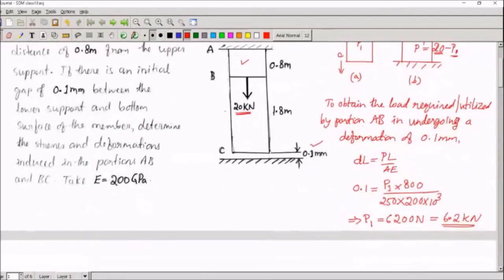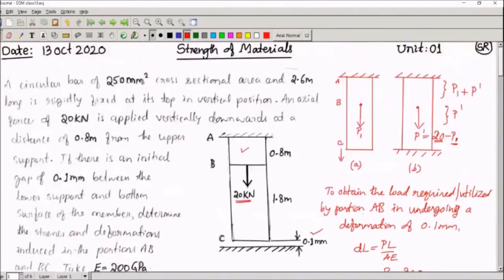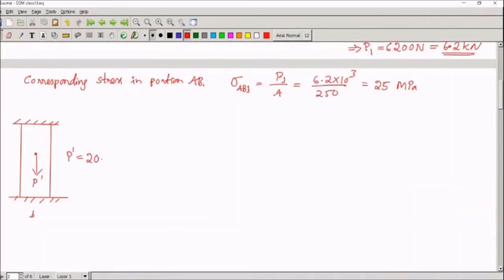Now for P1, you can find out the stress in AB, but stress in BC in this case is 0 because it will not take any load. So the corresponding stress induced in portion AB, I will write it as sigma AB1, which is P1 by A. P1 is 6.2 into 10 power 3, A is 250. We'll get it as 25 MPa. This is the stress induced in portion AB in the case 1. Now we'll try to take up case B. P dash is now 20 minus 6.2, which is 13.8 kilonewton. So with this amount of load, 13.8 kilonewton, we have to solve this case.